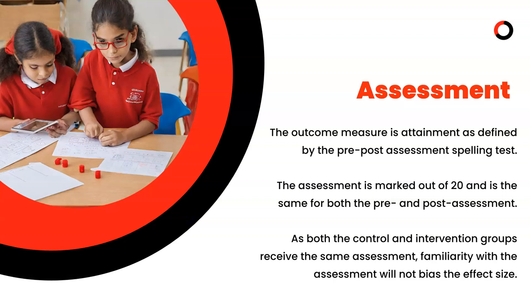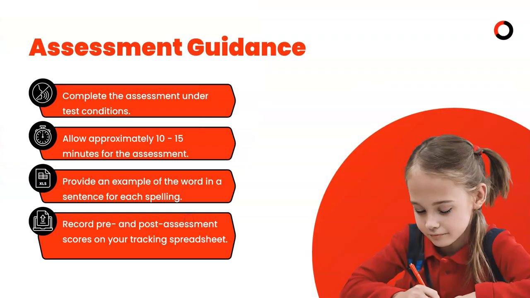So the assessment. The outcome measure for this trial is defined by the pre and post spelling assessment task. The assessment is marked out of 20 and is the same for both the pre and the post assessment. As both the control and intervention groups receive the same assessment, familiarity with this one should not bias the effect size.